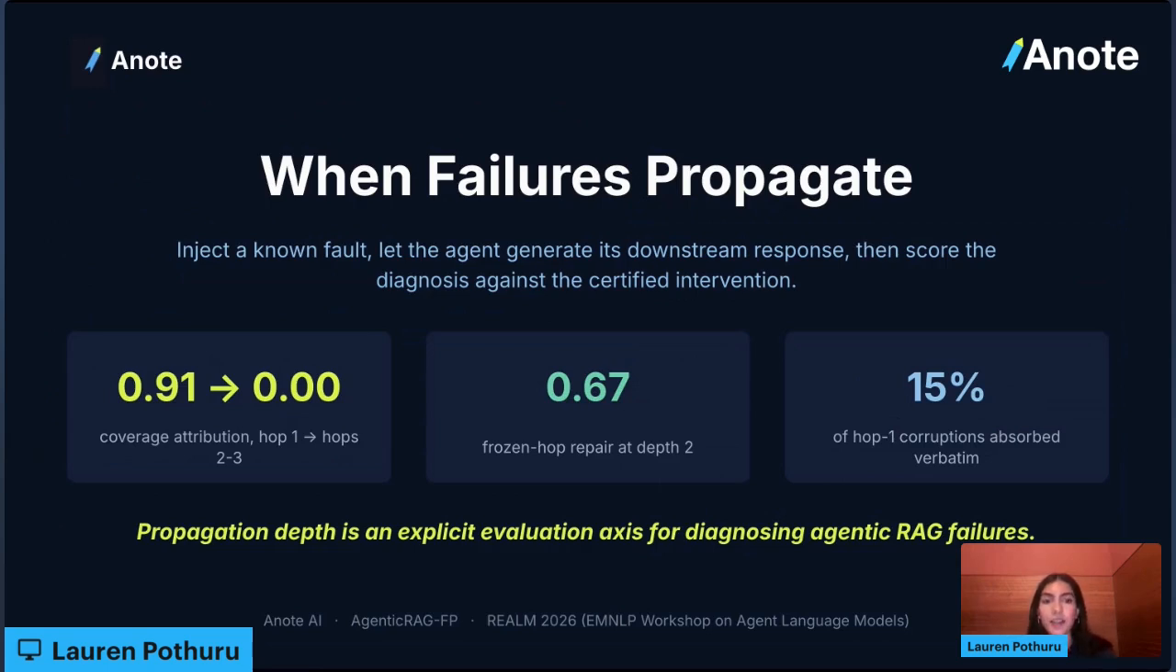And so, remember one thing: propagation depth is very explicitly coupled with how failures propagate in agentic RAG systems, and we should be very mindful of how failure cases might arrive at each individual hop and adjust the recovery and diagnosis frameworks that we use for agentic RAG systems accordingly.